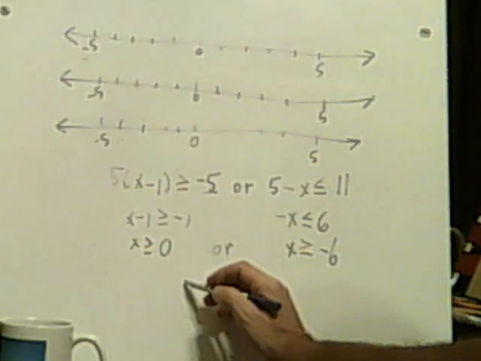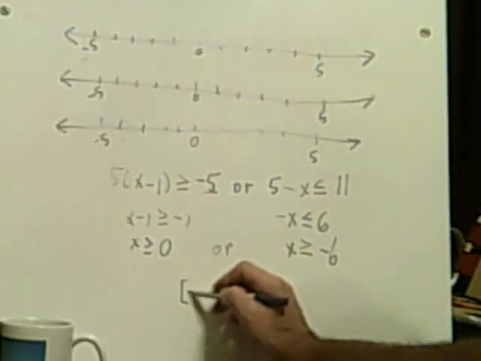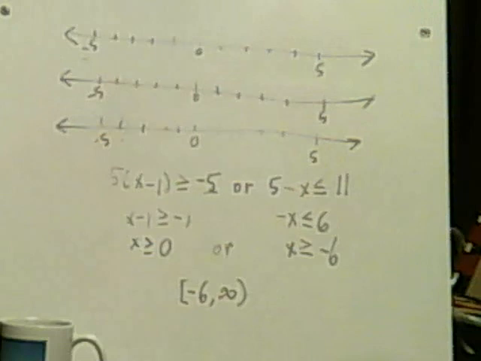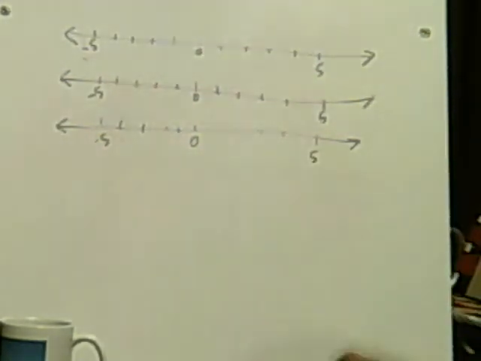So the final answer is going to be a closed interval. It's going to start at -6. It's going to go all the way to infinity. Okay, and that's number 44. Okay, we did that without drawing it.